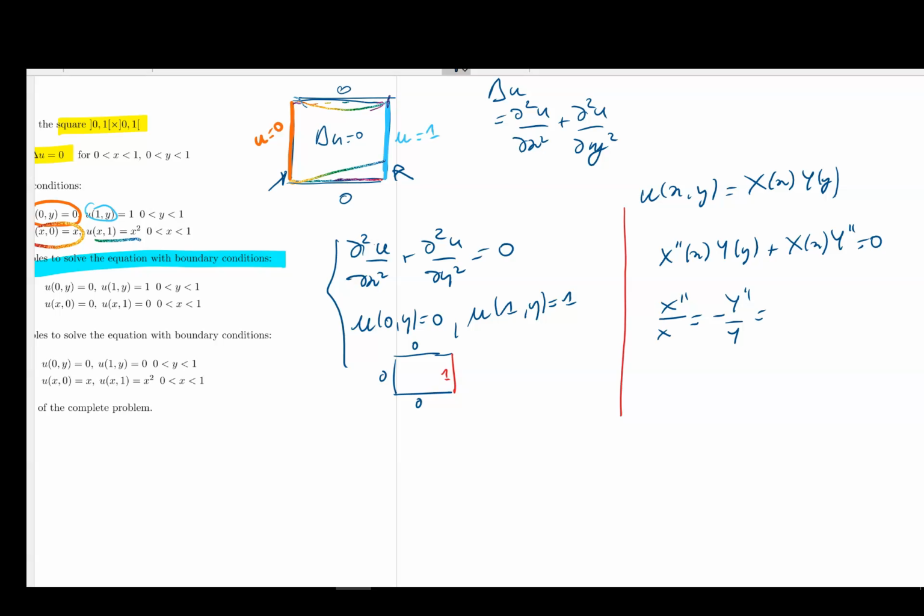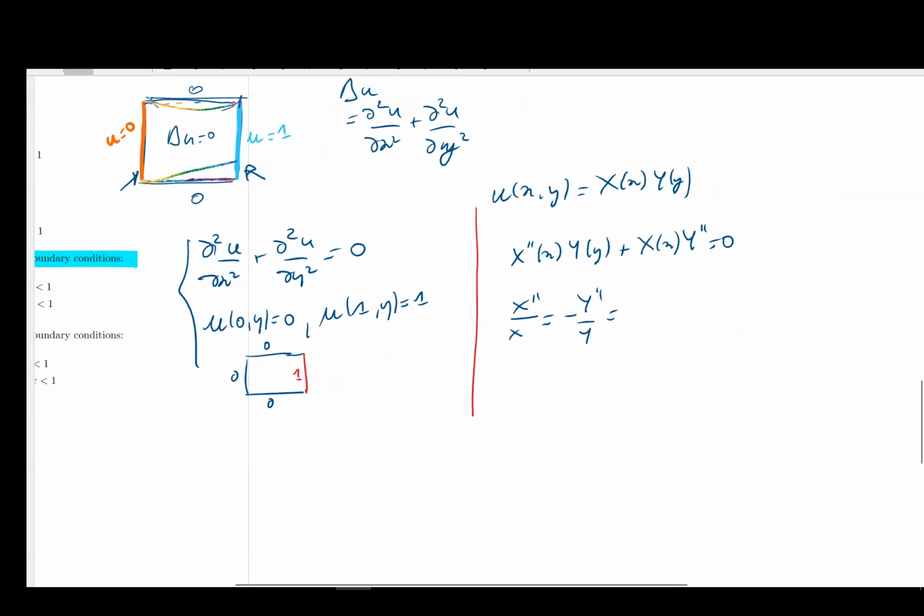this is always the question. What should we use? Should we use a lambda? Should we use a minus lambda? That's a very interesting question to ask, and you will see what's happening. We'll proceed with them both. First choice: minus lambda with lambda positive. Let's write what we get if we make this choice.